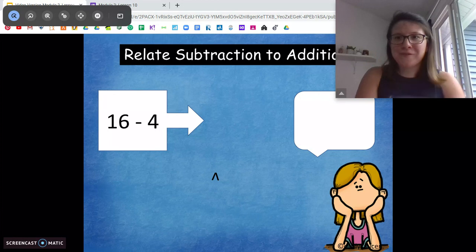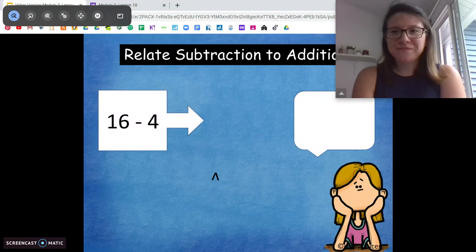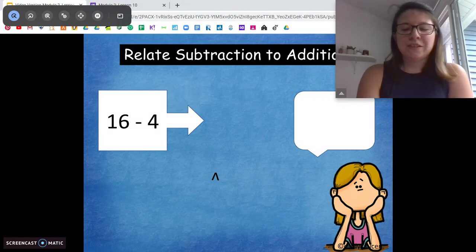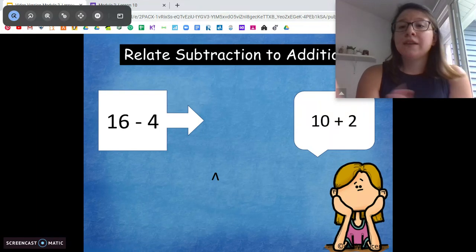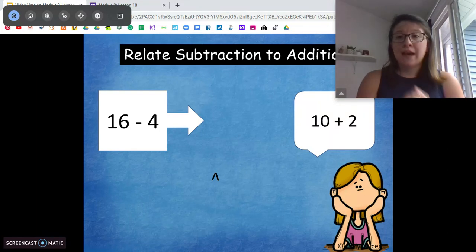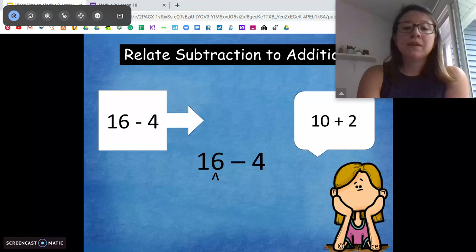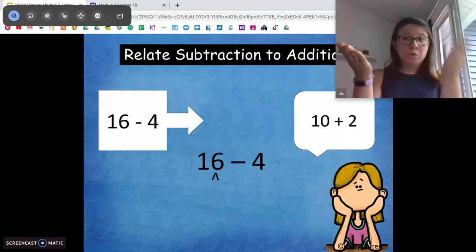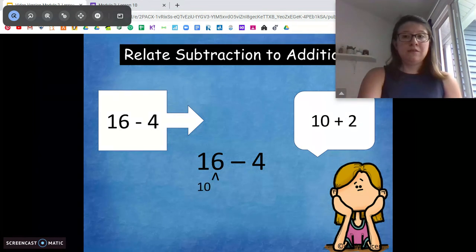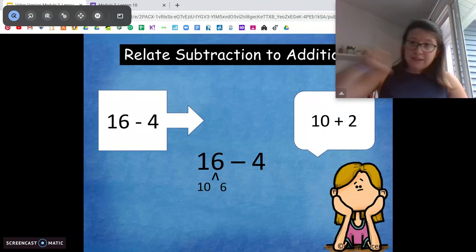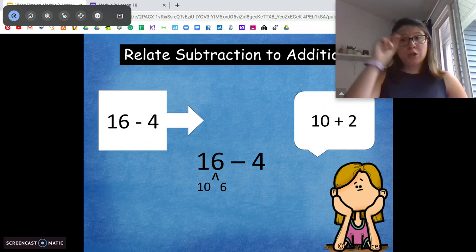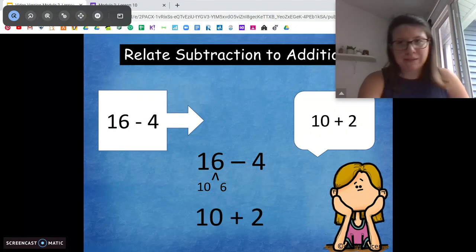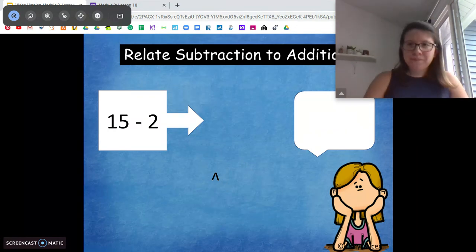Pause, try it on your own. Ready? Let's go over it. 16 minus 4 is the same as 10 plus 2. That's our 10 plus statement. Let's see how. 16 decomposes into 10 and 6. Good. We take 6 minus 4, which equals 2. We get 10 plus 2. Awesome work. Try this one.